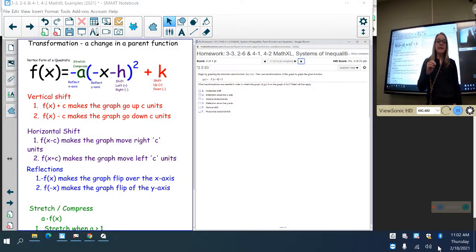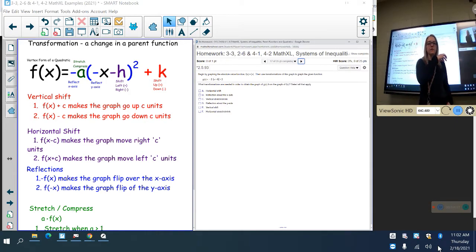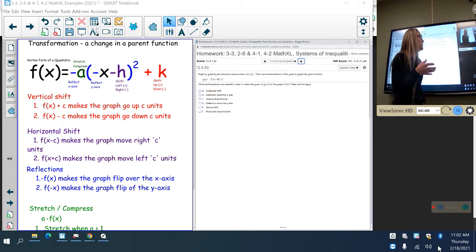Number 17 is very similar to number 7, the one we just did a little bit ago. I made a video on it, except there's a lot more going on here from one parent function to the next, so I want to make sure to go through this. Begin by graphing the absolute value function, f of x equals the absolute value of x. Then use transformations of this graph to graph the given function.